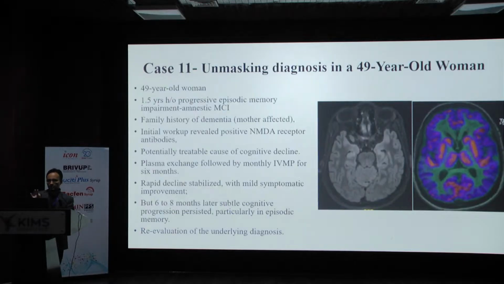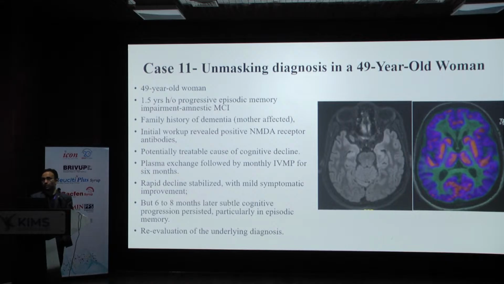My last case, a very important case, interesting too. A 49-year-old lady comes with 1.5 years of progressive memory impairment. Classical amnestic MCI. She had a family history of dementia, mother was affected. We did all our workup as we do for all treatable causes. Her NMDA was positive. We treated her as a treatable cause of cognitive decline. We treated her with methylprednisolone for 6 months. We also gave plasmapheresis. She stabilized, but after 6 to 8 months, she further worsened, particularly in her episodic memory.